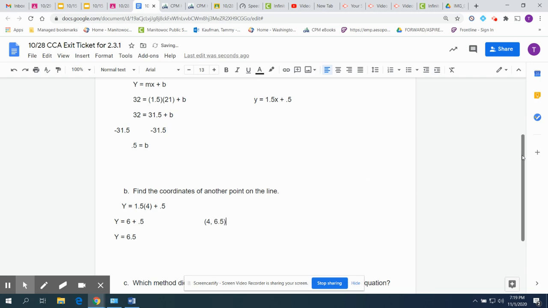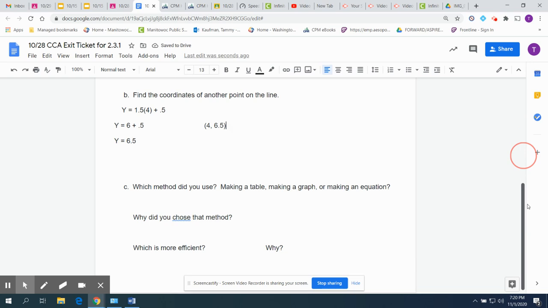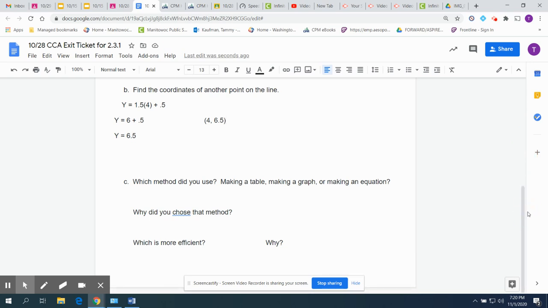Okay. Which method did I use? You can make a table, you can make a graph, you could use the equation. So that's really for you to talk about. Okay.